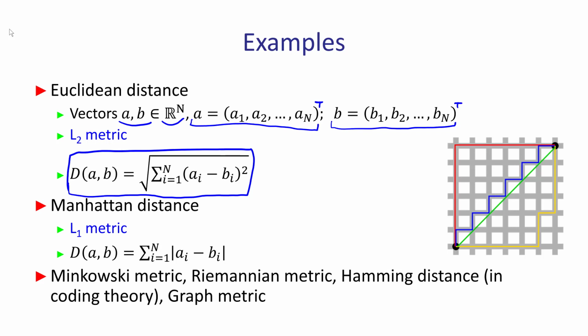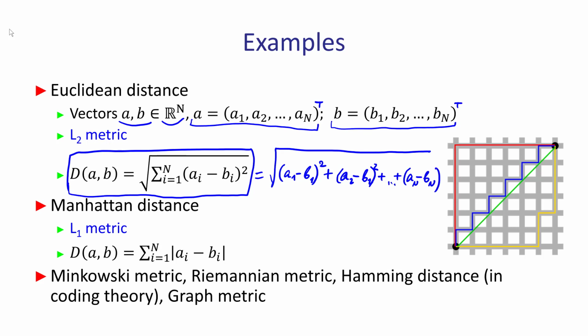What is the meaning of that thing? So this thing is basically the square root of each element a1 minus b1 squared plus a2 minus b2 squared plus, and so on until you get to the last element, an minus bn squared. This is basically Euclidean distance.